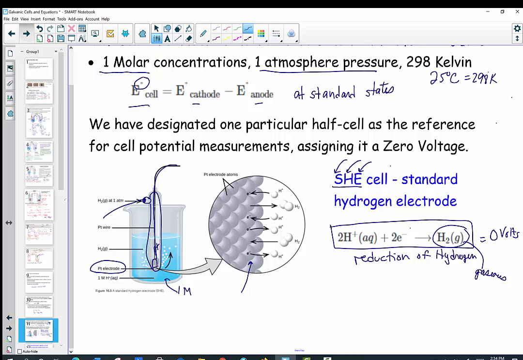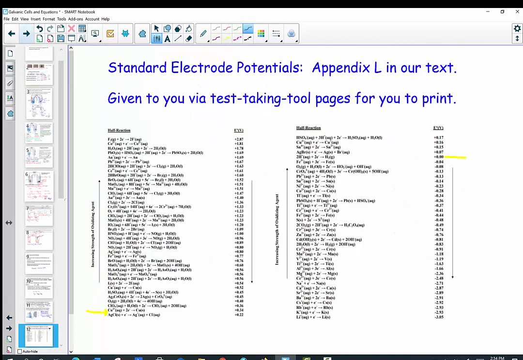So when we start looking at standard tables, this is the table I provide you as a test-taking tool. You probably have it printed by now. Or if you're reading through your chemistry book online, you can click Appendix L, and a long list of potential differences, the standard potentials, are printed there for you as well. What's nice about the appendix in the OpenStax chemistry book is it's listed alphabetically. And notice the one that I give you does it by reactivity.